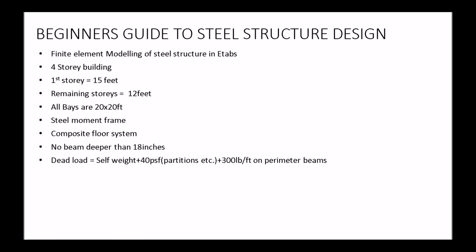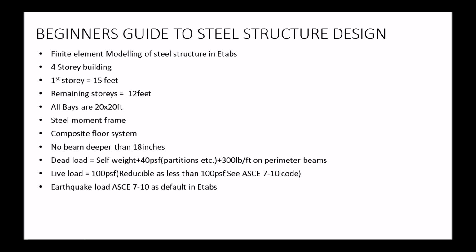The dead load is due to self weight plus 40 pounds per square foot of partition, etc., plus 300 pounds per foot on the perimeter beams only. Live load is 100 psf, reducible, as it is equal to 100 psf or less as per AISC code, so we can take it as reducible.